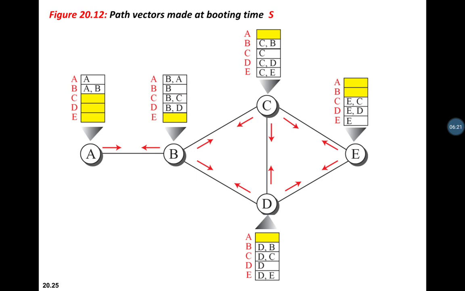To E, it is C to E. To D, it is C to D. Similarly, at E, it is E to C, E to D. And at D, it is D to B, D to C, D to E. So these are the following paths, and these are updated.